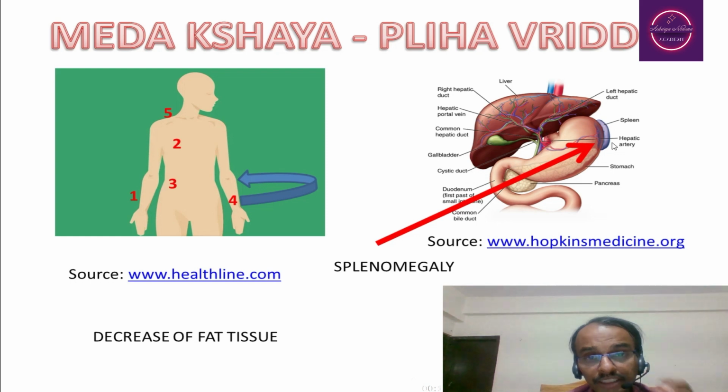So that is Medakshaya, the simple decrease of adipose tissue. That results in mobilization of fat from the adipose tissue which had been deposited in various areas, subcutaneous tissues and so on, and it comes into the liver. From there it results in cirrhosis of liver changes, portal hypertension, and backflow of blood to the splenic vein, resulting in the enlargement of the spleen, that is splenomegaly. This is how we can make out the relation between Medakshaya and Pliha Vriddhi.